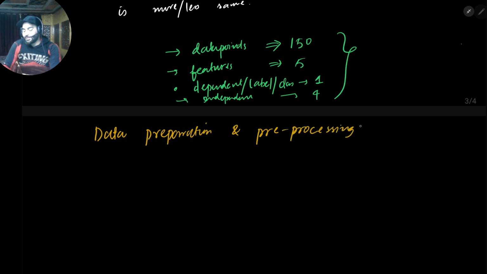So why are we doing this much hard work? The only reason is because I told you, if the garbage goes into the model, the garbage will come out. Garbage in, garbage out. Just remember this mantra. So what to do in that? So in the data preparation, what do we do? The first thing is we'll clean the data, data cleaning.